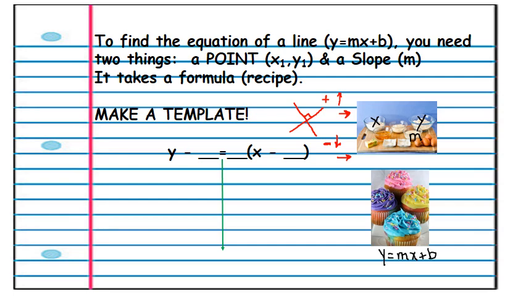So find your slope, pick your point, put it into the template, find the equation of your line. Okay, guys. Good luck. Make sure you prime your brain.